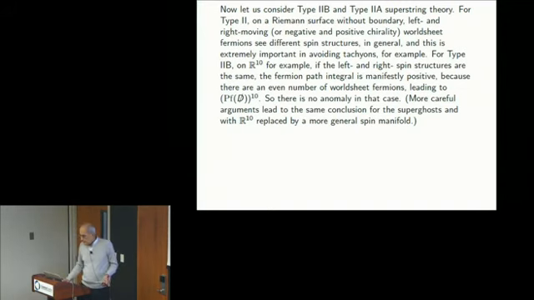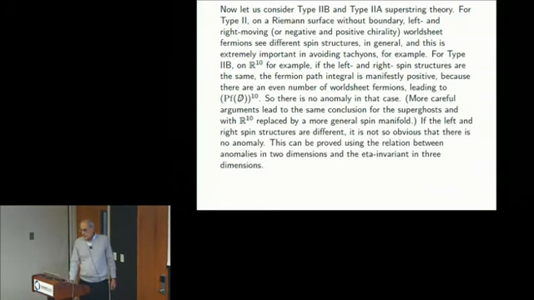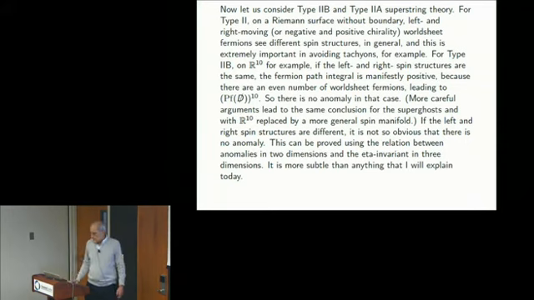That's if the left and right spin structures are the same. If the left and right spin structures are different, it's not so obvious there's no anomaly. It can be proved using the relation between anomalies in 2 dimensions and the eta invariant in 3 dimensions. It's actually much more subtle than anything in today's lecture, and we're not going to go in that direction. That's in some old papers.